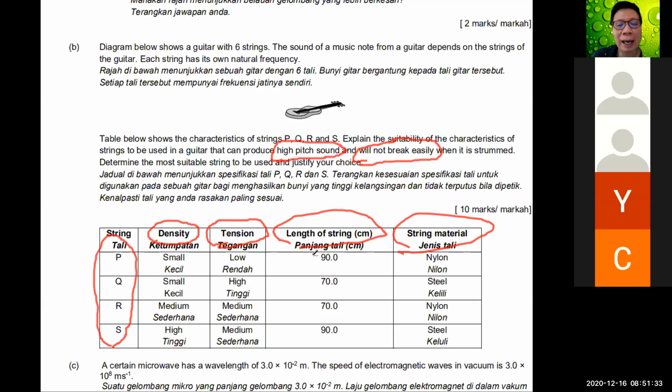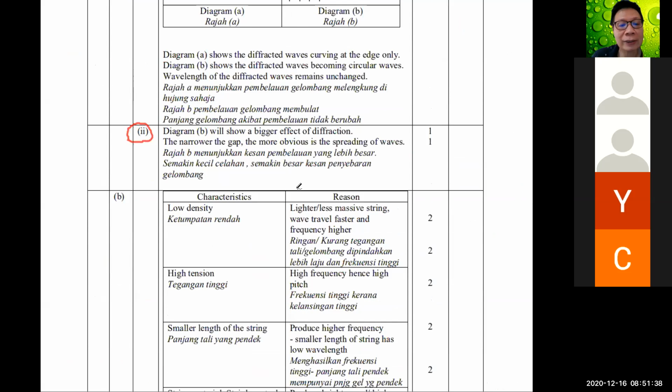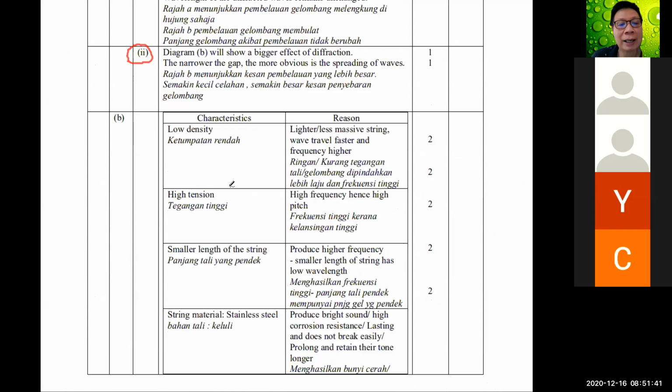Okay, come. Now you answer in a table. Take down the answer. Okay, it's like this. Now you can see lah. First one, we choose low density. Reason: lighter, less massive string, wave travels faster. Frequency is higher now. High tension, the reason is high frequency, higher pitch. Okay.